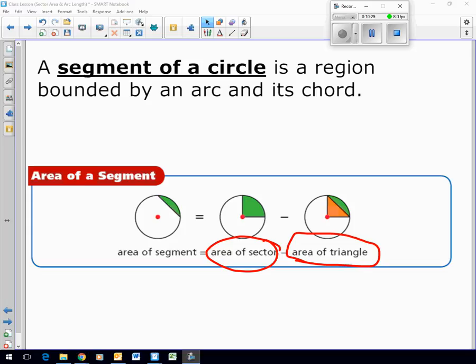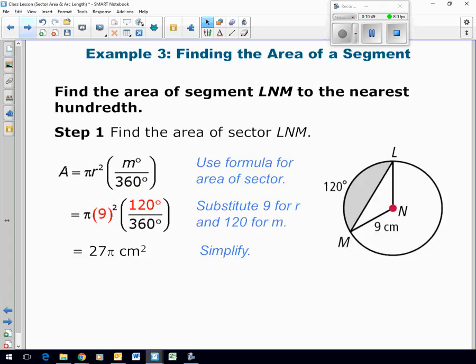To find the area of a segment, you take the area of a sector, which we just did, which was really easy, pi radius squared times theta over 360. And you subtract out the area of the triangle. And it's that area of the triangle that sometimes trips people up.